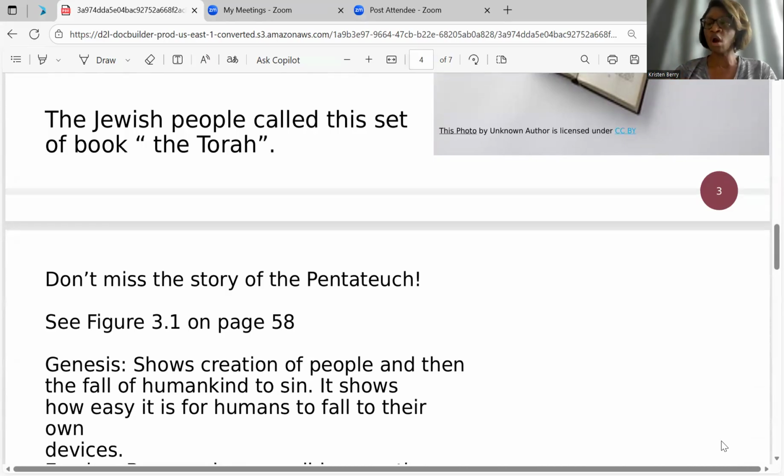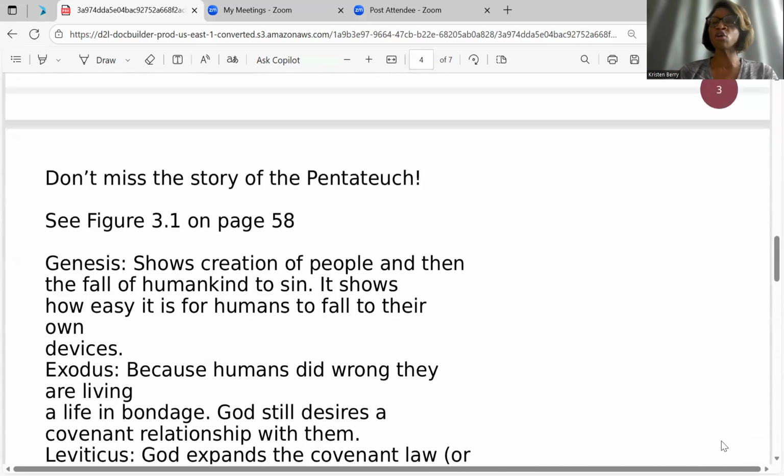All right. You can follow along in your textbook, and see figure 3.1 on page 58. This will give you a little bit more of the story of the Pentateuch. Like, what is this all about?